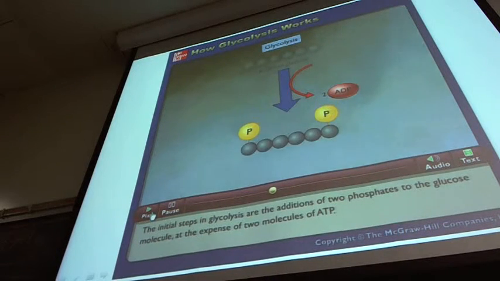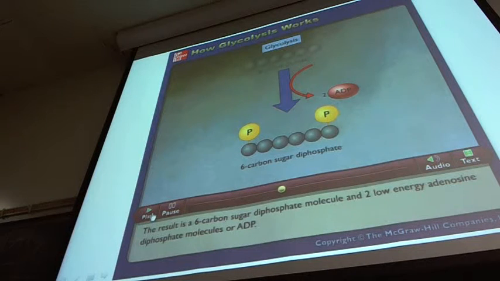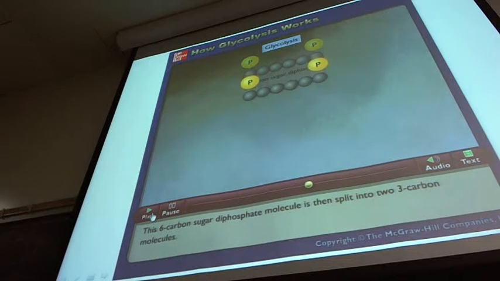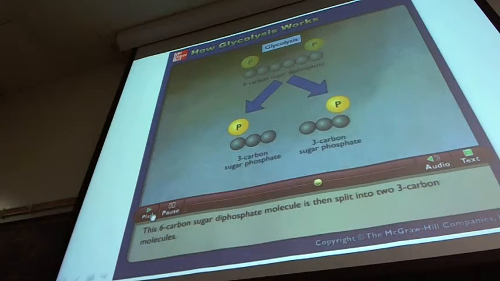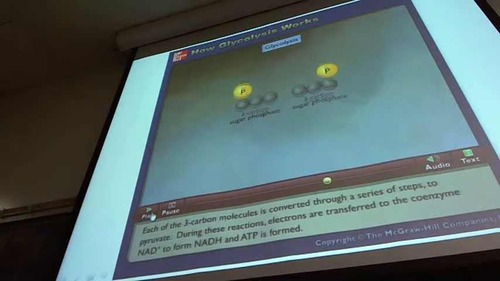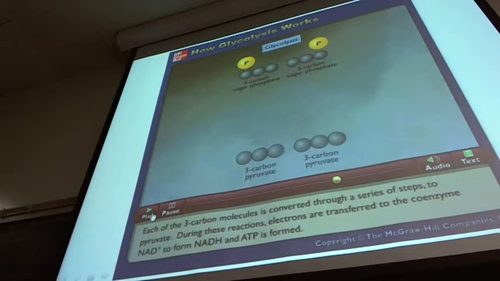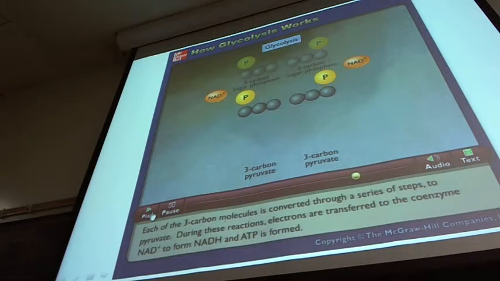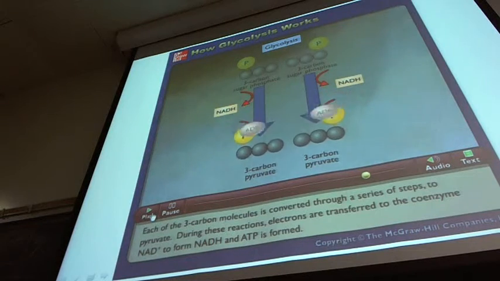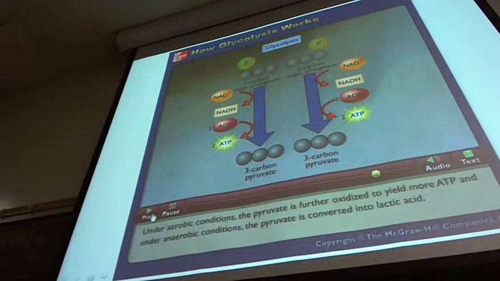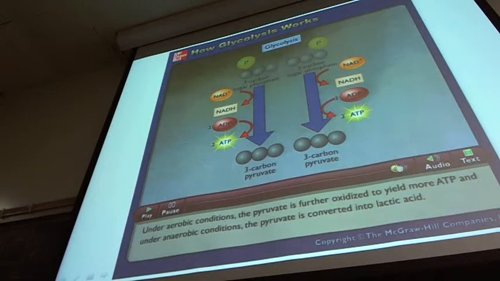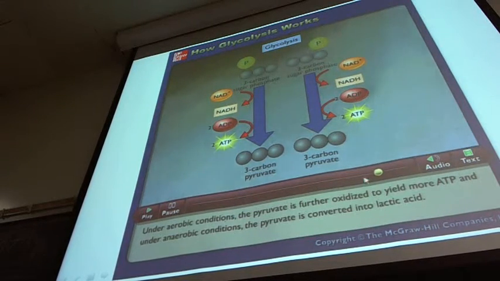The result is a 6-carbon sugar diphosphate molecule and 2 low-energy adenosine diphosphate molecules, or ADP. This 6-carbon sugar diphosphate molecule is then split into 2 3-carbon molecules. Each of the 3-carbon molecules is converted through a series of steps to pyruvate. During these reactions, electrons are transferred to the coenzyme NAD+ to form NADH, and ATP is formed. Under aerobic conditions, the pyruvate is further oxidized to yield more ATP, and under anaerobic conditions, the pyruvate is converted.